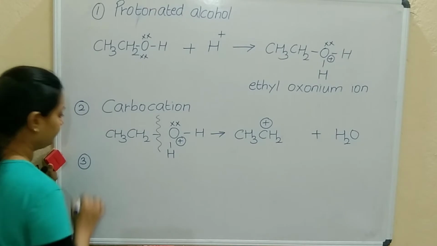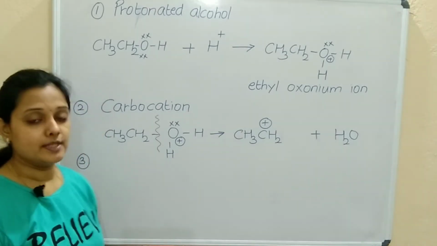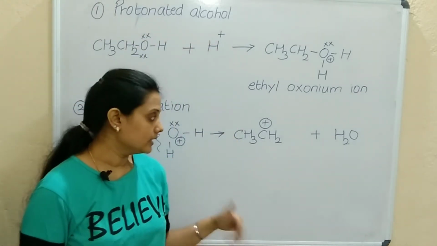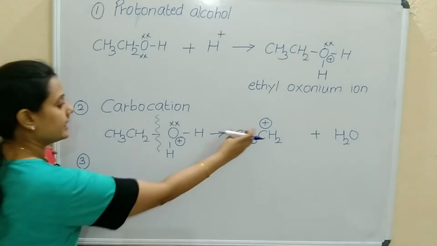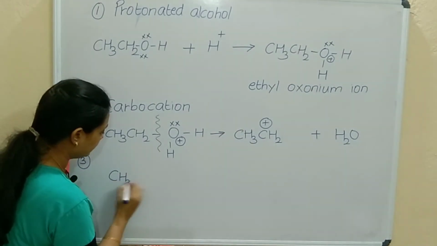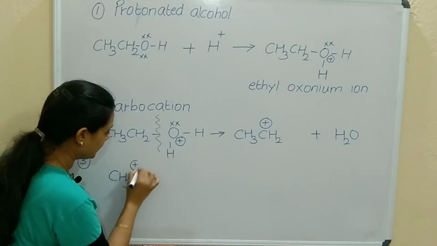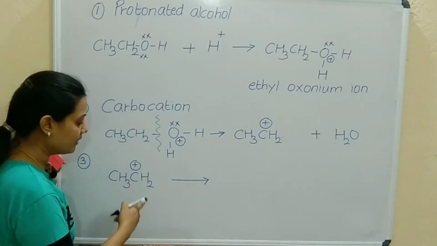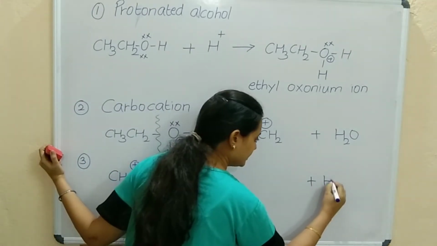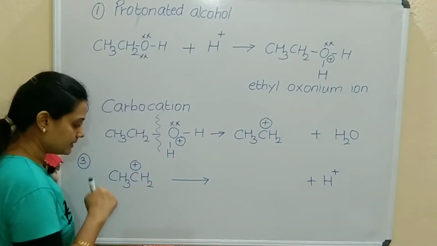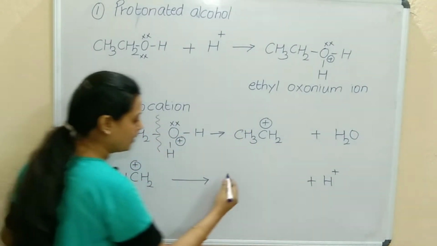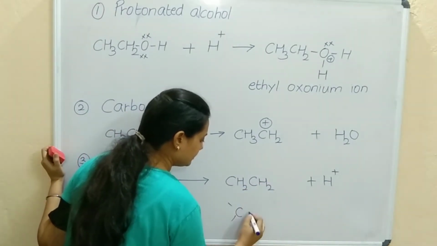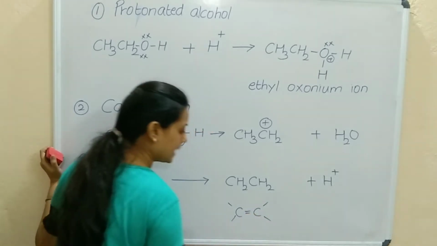Third step. Now what we have to do here? One hydrogen has to be removed. One proton we added in the first step, so in the third step it has to be removed. I'll write this carbocation again: CH3CH2 plus. It will remove one hydrogen, so H plus is removed. If H plus is removed from this carbon, what will it form? CH2=CH2. How many bonds? 2. An alkene is produced.